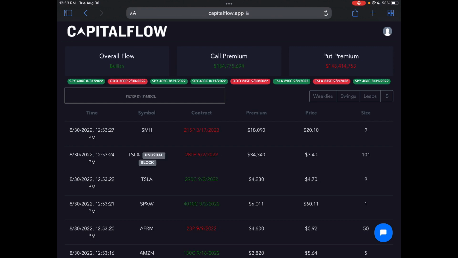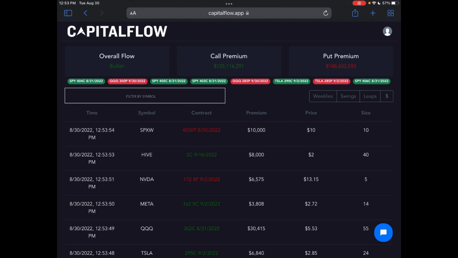So that's going to show you what the overall flow for the day is, based off of how much money has gone into calls and how much money has gone into puts. On the far right in that Put Premium box, you see there's about $148 million that's gone into puts for the day. Next to that, the Call Premium is about $154 million that's gone into calls. That means the overall flow is bullish, which is what you see on the right.